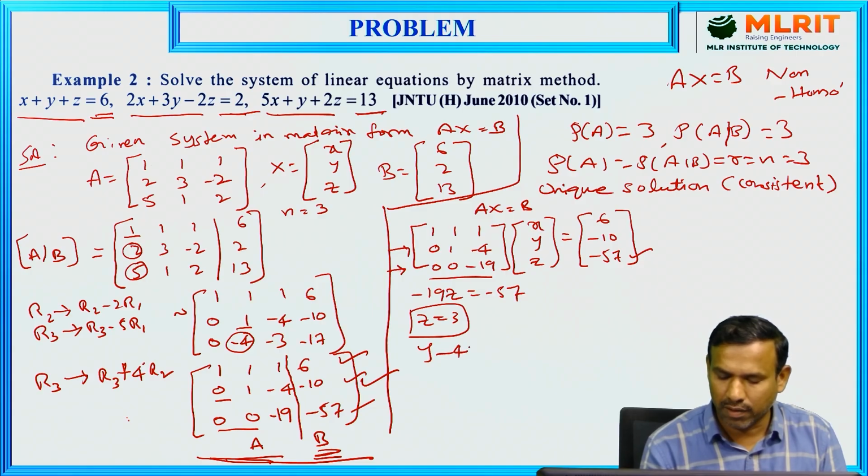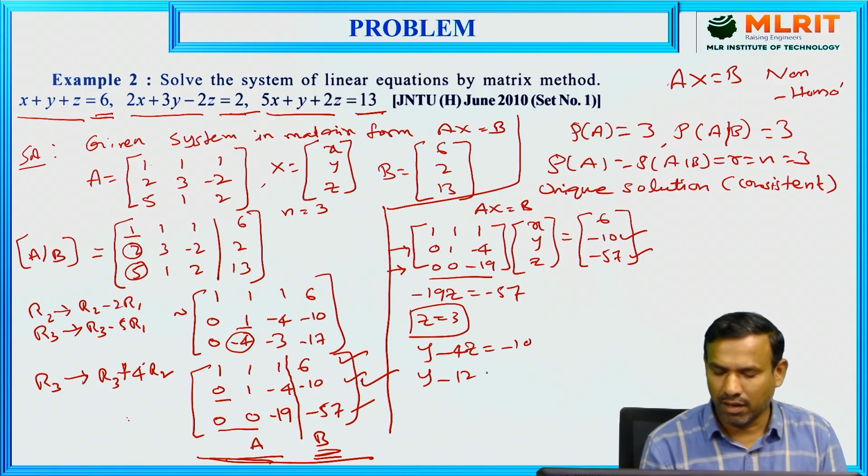Minus 4z is equal to, here, second row is equal to minus 10. Substitute the z value. Y minus 4 times 3 is 12. Z value is 3, is equal to minus 10. Minus 10, minus 12 transposed to the other side. So minus 10 plus 12, which is equal to 2, and the y value is 2.